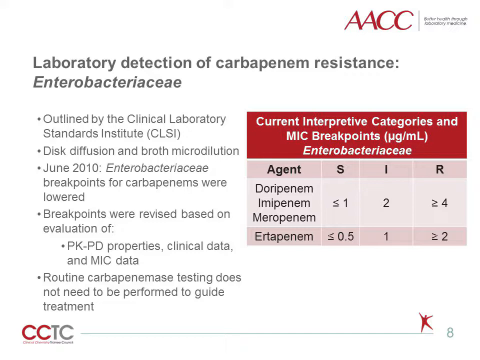Isolates are susceptible to doripenem, imipenem, or meropenem at an MIC less than or equal to 1 microgram per mL, intermediate at an MIC of 2 micrograms per mL, and resistant at an MIC greater than or equal to 4. For ertapenem, isolates are susceptible at an MIC less than or equal to 0.5 micrograms per mL, intermediate at an MIC of 1 microgram per mL, and resistant at an MIC greater than or equal to 2 micrograms per mL. MIC breakpoints were revised based on evaluation of pharmacokinetic and pharmacodynamic properties, clinical data, and MIC data that included the evaluation of CPOs. When using the current MIC breakpoints, routine carbapenemase testing is not required. Disk diffusion breakpoints are not shown.